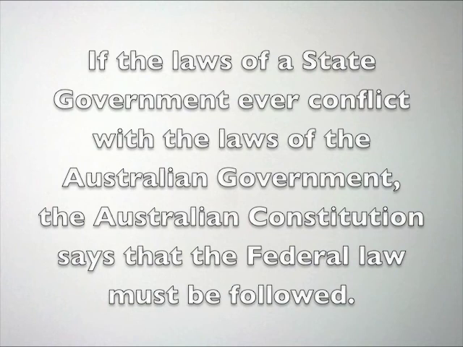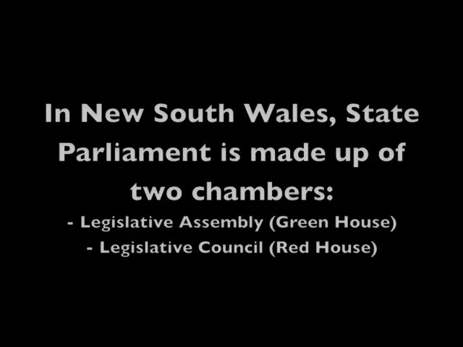If the laws of a state government ever conflict with the laws of the Australian government, the Australian Constitution says that the federal law must be followed. In New South Wales, state parliament is made up of 2 chambers, the Legislative Assembly or the Green House and the Legislative Council, the Red House.